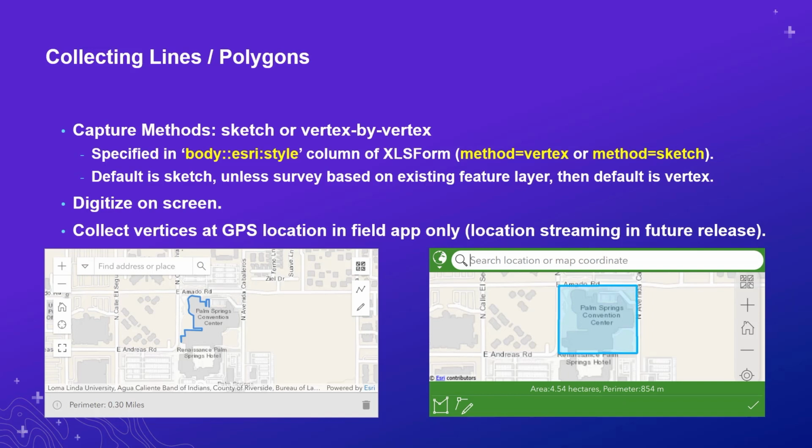Collecting lines and polygons can be as simple as digitizing on the screen. Individual vertices can also be collected at known coordinates or locations using the search bar, or by using your GPS location, but this only applies to the field app. Location streaming, that's the ability to continuously collect locations while moving around a boundary, for example, will be included in a future release.